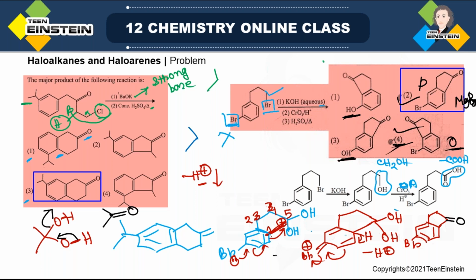You can also follow the same mechanism that I have shown here, but now the electrophilic attack will not be through the ortho position but through the para position. So you can draw the mechanism yourself. In that case you will reach answer option 4. But we are rejecting this option because it is the minor product and we have to choose only one option as correct. So that is why option 2 is the correct option.